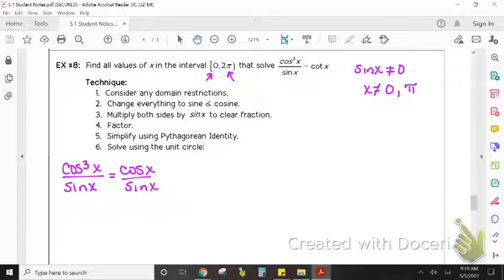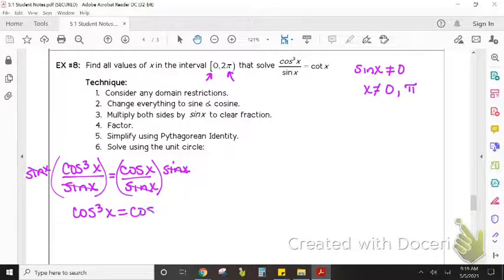All right? Then it says multiply both sides by sine to clear the fraction. So if we want to get rid of the fractions, remember we multiply by the denominator. So we could have also just cross-multiplied. We end up with the same answer at the end, okay? But when we multiply by sine of x, that cancels. Same thing here. And so we end up with cosine cubed of x equals cosine of x.